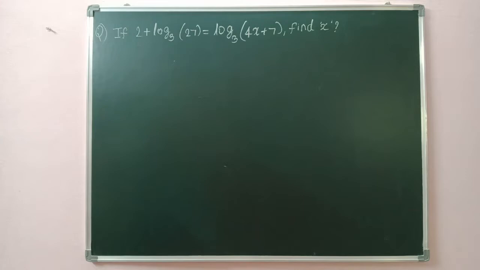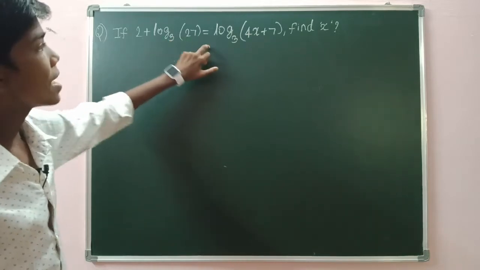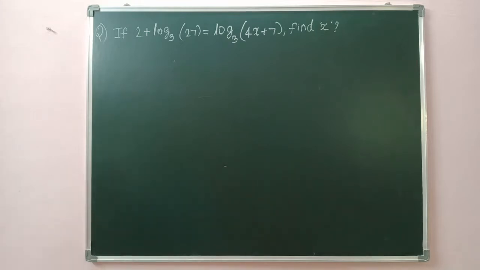Okay. So the first question is, if 2 plus log to the base 3 of 27 is equal to log to the base 3 of 4x plus 7, then find the value of x. So that means they are given 2 plus log of 27 to the base 3, and that is equal to log of 4x plus 7 to the base 3, and they are asking us to find the value of x.